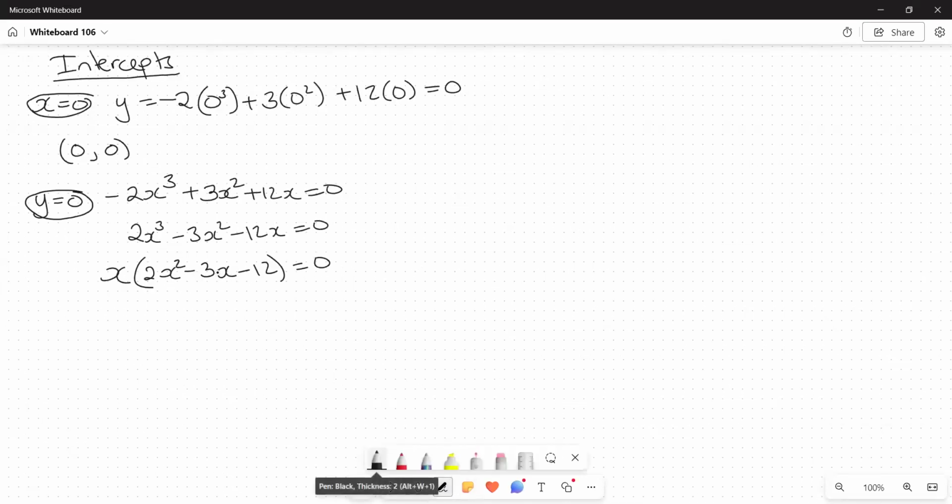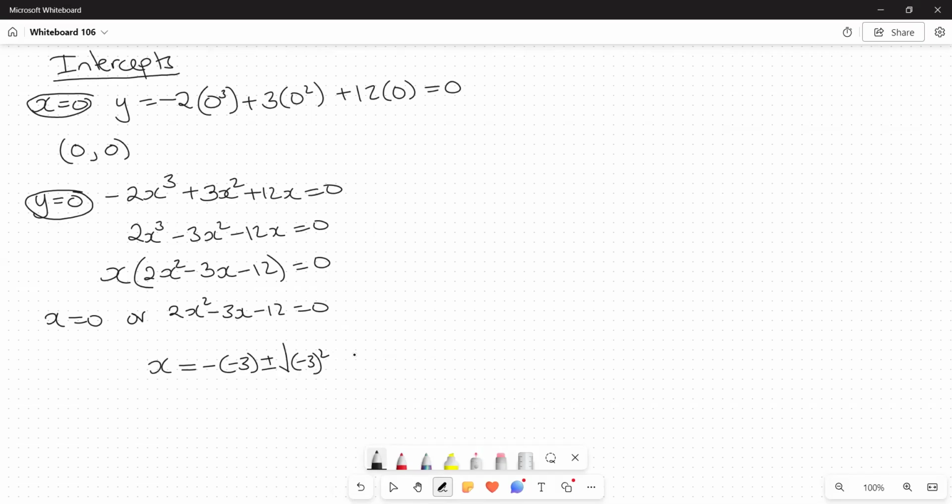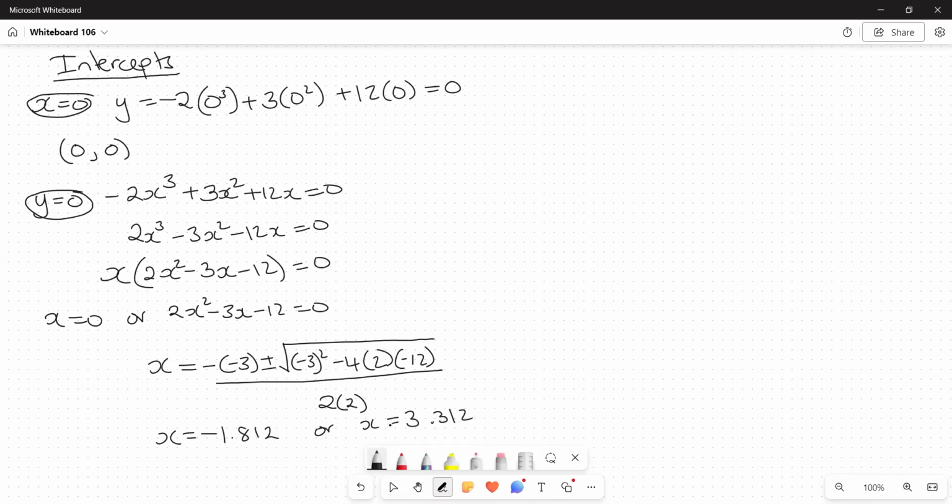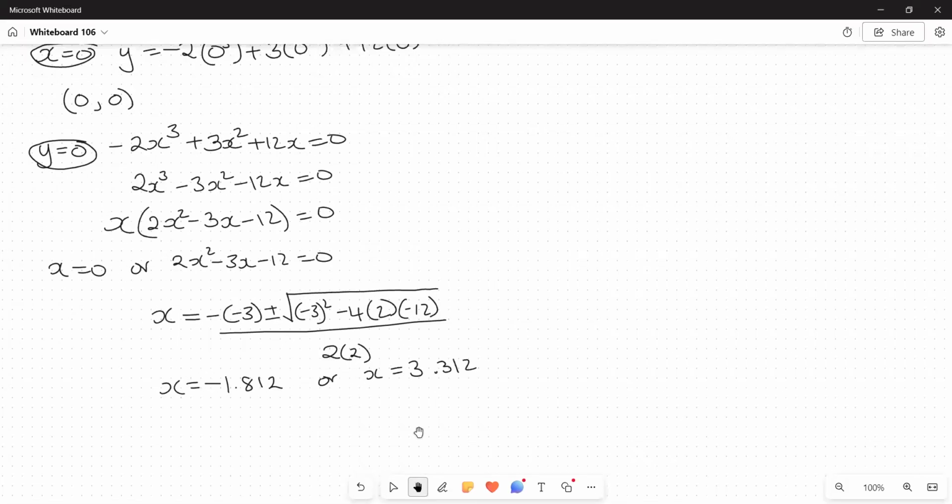Okay, so this one here, we cannot factorize it any further, so we'd have to solve it using the formula. So we say x is equal to 0, or 2x squared minus 3x minus 12 is equal to 0. And then using the formula to solve it, this is minus negative 3 plus or minus the square root of negative 3 squared minus 4 times a times c, and we divide by 2 times a. So we get x is equal to negative 1.812, or x is equal to 3.312.